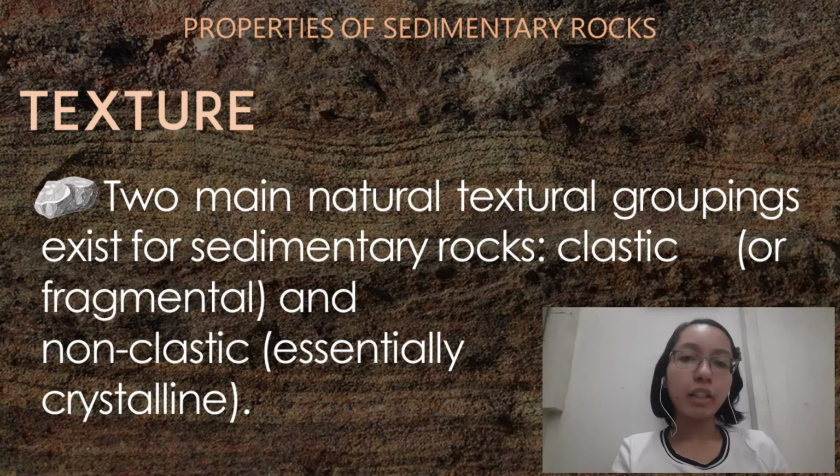While on the other hand, the non-clastic sedimentary rocks are essentially crystalline, or what we call crystals in form, and they are found chiefly in rocks that have precipitated chemically from water, or yung from water na-form sila into a rock or mineral. For example, limestone, dolomite, chert, and rock salt.